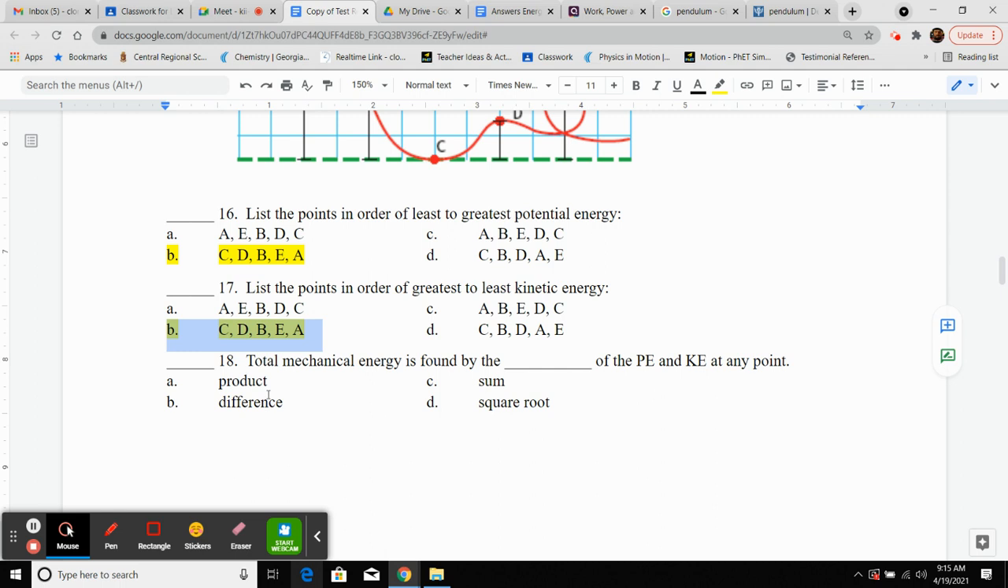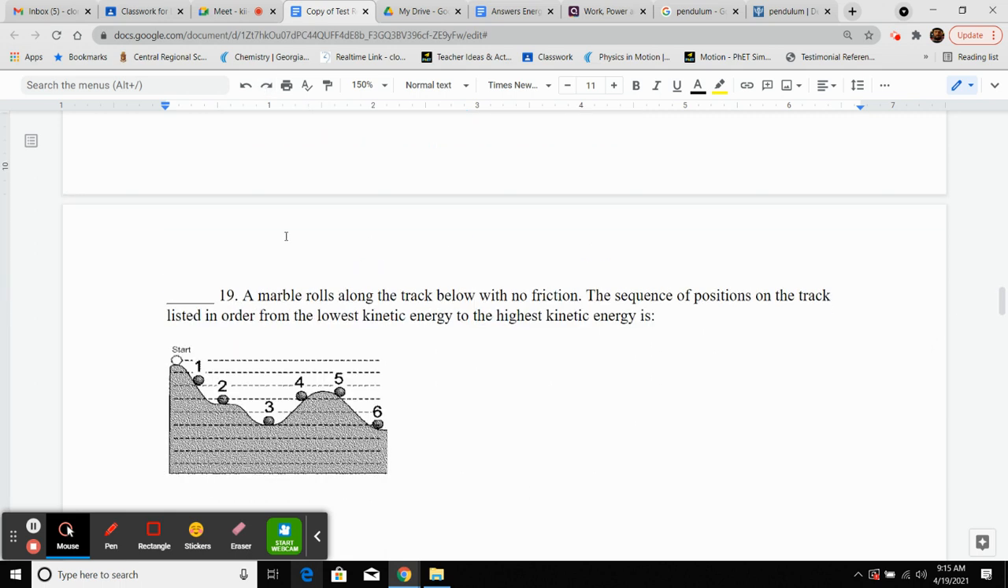Total mechanical energy is found by the sum. All right, you add kinetic energy and potential energy at any point. Number 19, you should be able to do this no problemo.